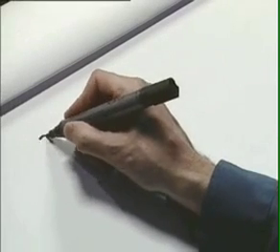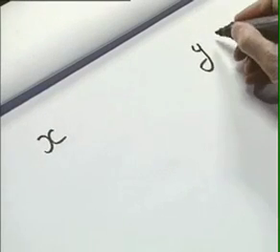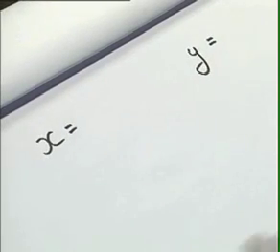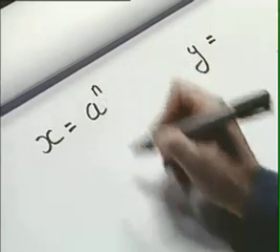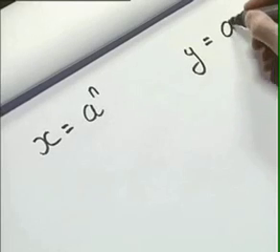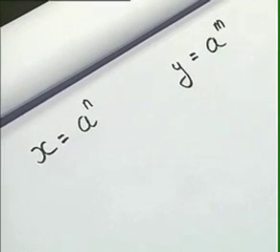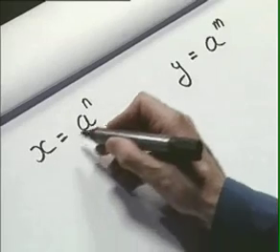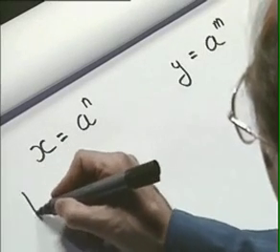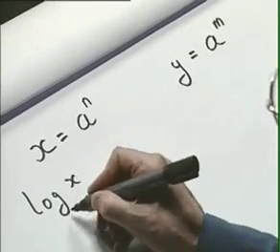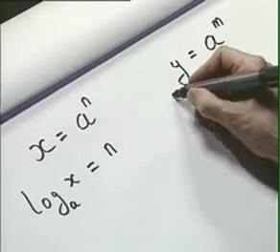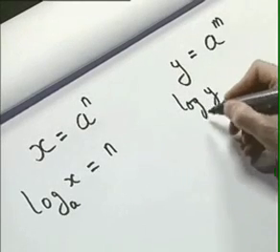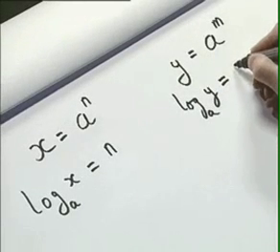Let's take two numbers, x and y. And what we want to be able to do is multiply x and y together as a general thing. So we'd say x is a to the power n, and y is a to the power m. Now this statement, x is a to the power n, is the equivalent of saying that the log of x to base a is equal to n. And this statement is the equivalent of saying the log of y, also to base a, is equal to m.